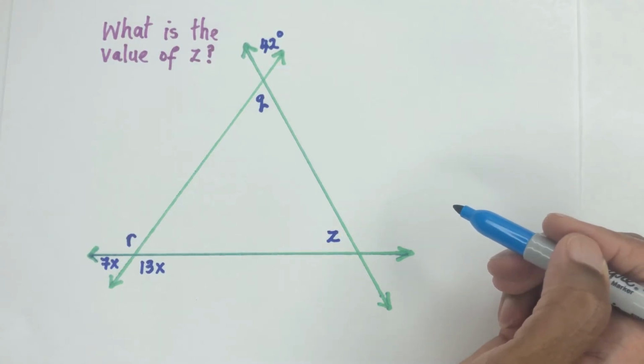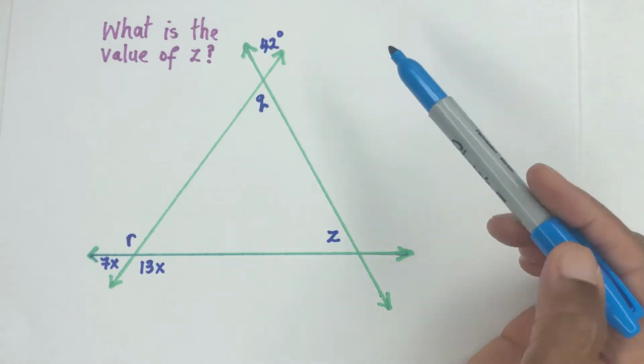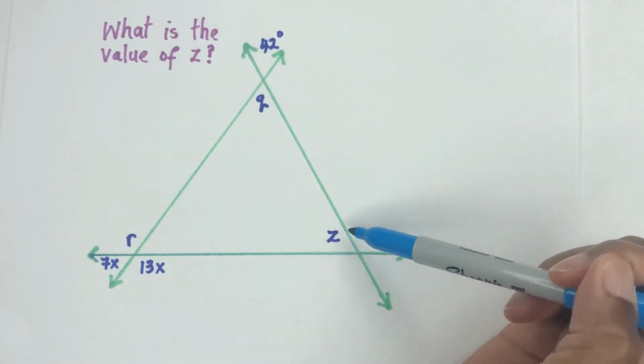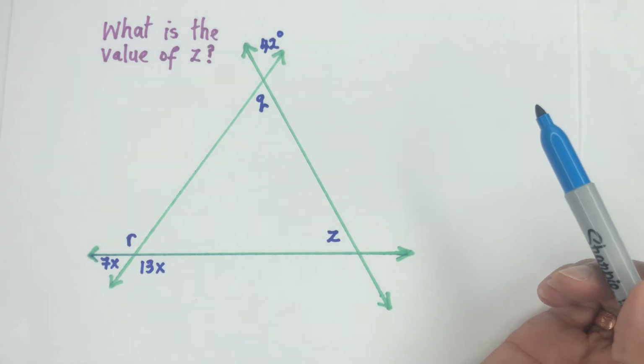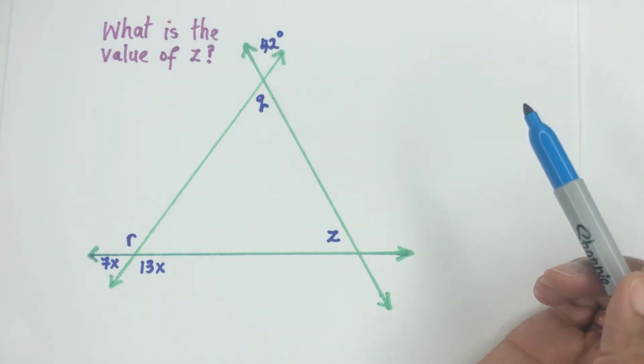Let's take a look at this geometry question. It's asking, what is the value of z? Z is right here. I'm going to show you how to solve this question right now.